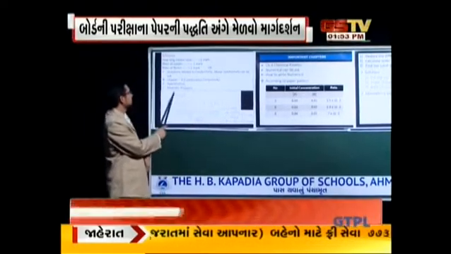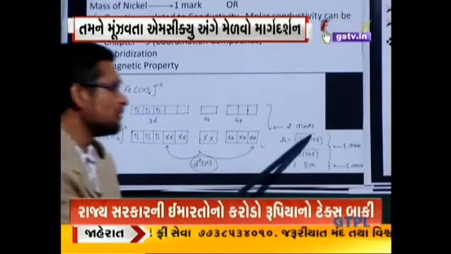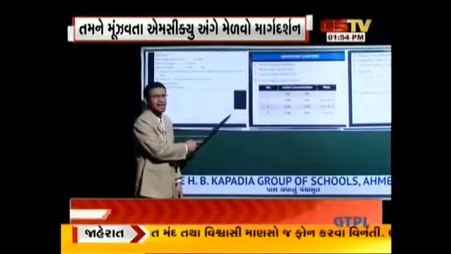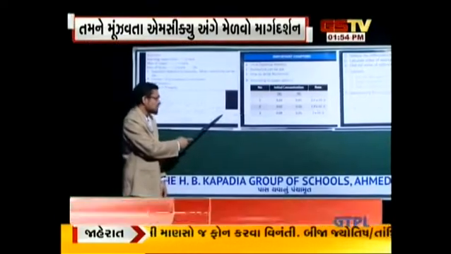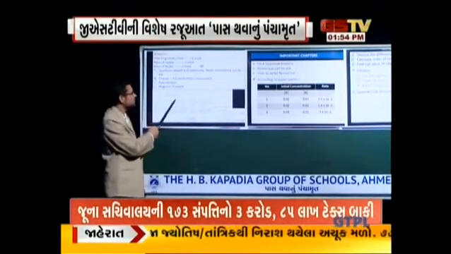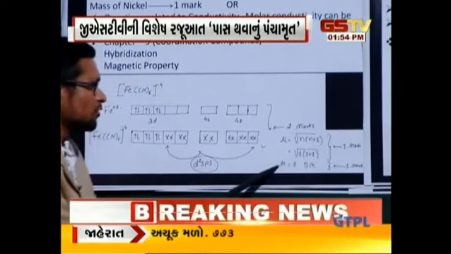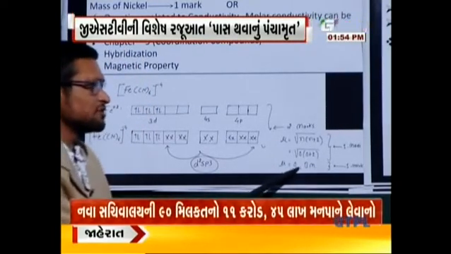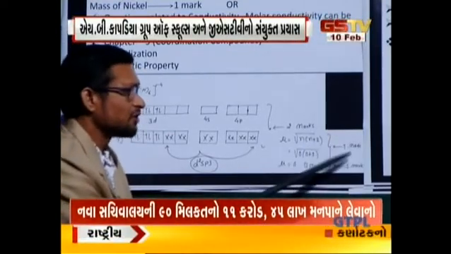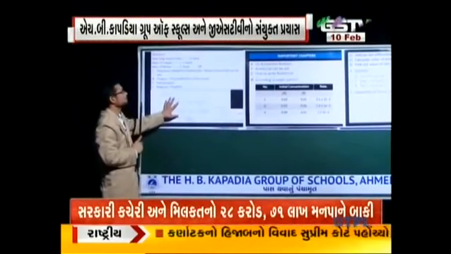Now the next point is magnetic property in this question. To find the magnetic property, we have to use the formula for the magnetic property. Mu is equal to root of n into n plus 2. Okay. So here we have no unpaired electron. No unpaired electron. So n is equal to 0. So 0 into 0 plus 2, so the final answer mu is equal to 0. For this step and the final answer you will get 1 mark each. So total marks is 4. This kind of question can be asked in the coordination compound.